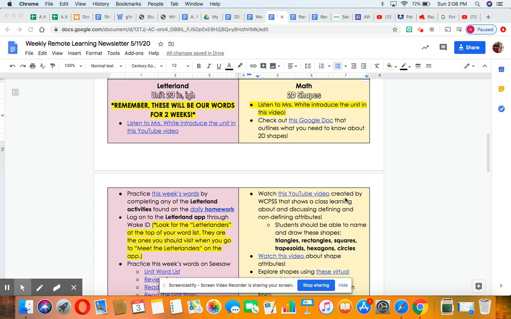Hi, boys and girls. This week in math, we're going to be learning about 2D shapes. 2D means two-dimensional or flat shapes.